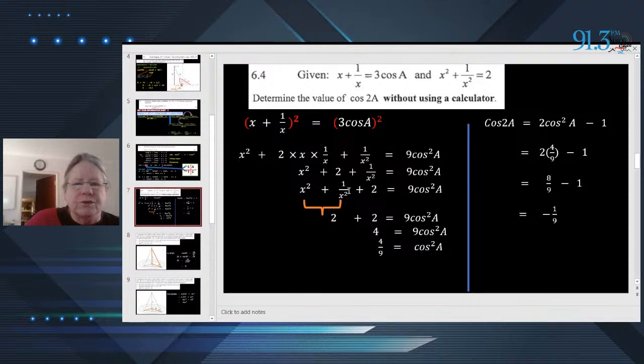Now these two, they are telling us if you add it up, you get 2 for an answer. So we can replace this in the little bracket with a 2. And there's the other 2, equals 9 cos squared A. If we add the two 2's up, it's 4 equals 9 cos squared A. And if we want the cos squared alone, it is 4 divided by 9 equals cos squared A.